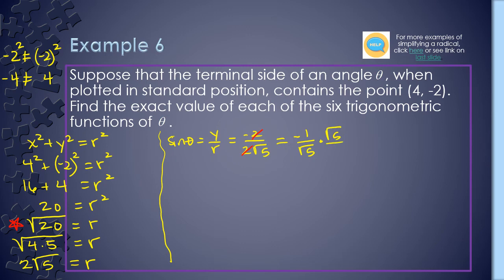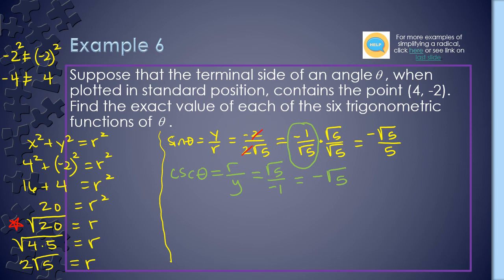So I'm going to multiply by the square root of 5 over the square root of 5, and that leaves me with negative root 5 over 5. Now, what I know is that the reciprocal of the sine curve is the cosecant curve. So let me just go ahead and take care of that next. Cosecant of theta is going to equal, in this case, r over y. Or maybe what I do is I just take this answer that I got for sine of theta and flip it. So that would give me the square root of 5 over negative 1, which would be negative root 5.